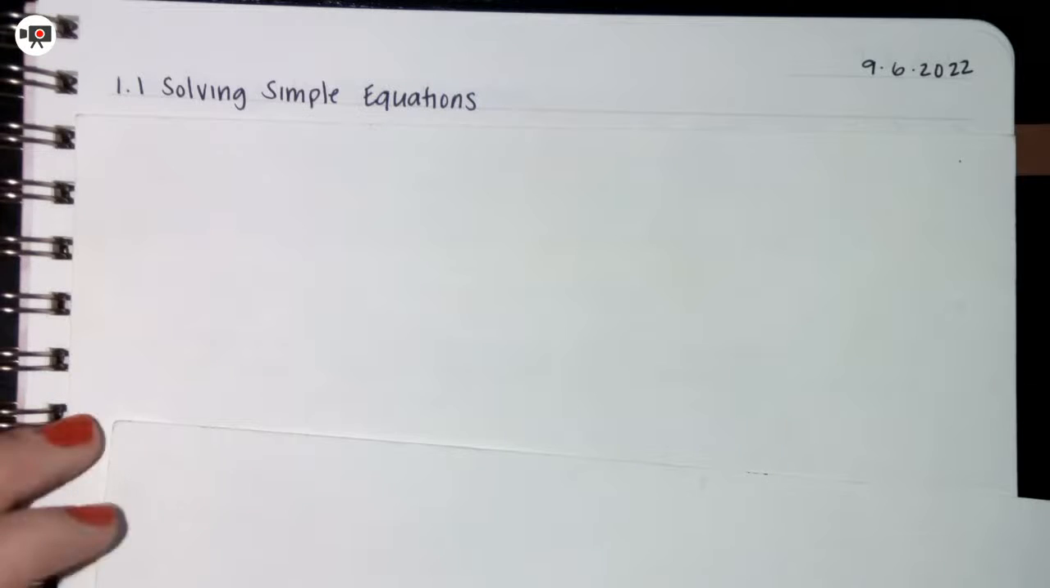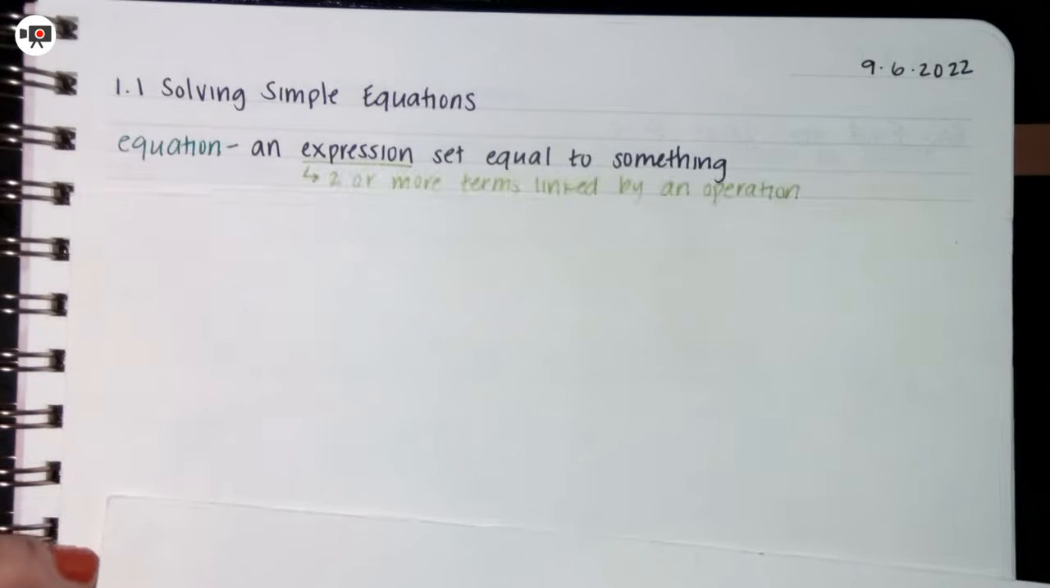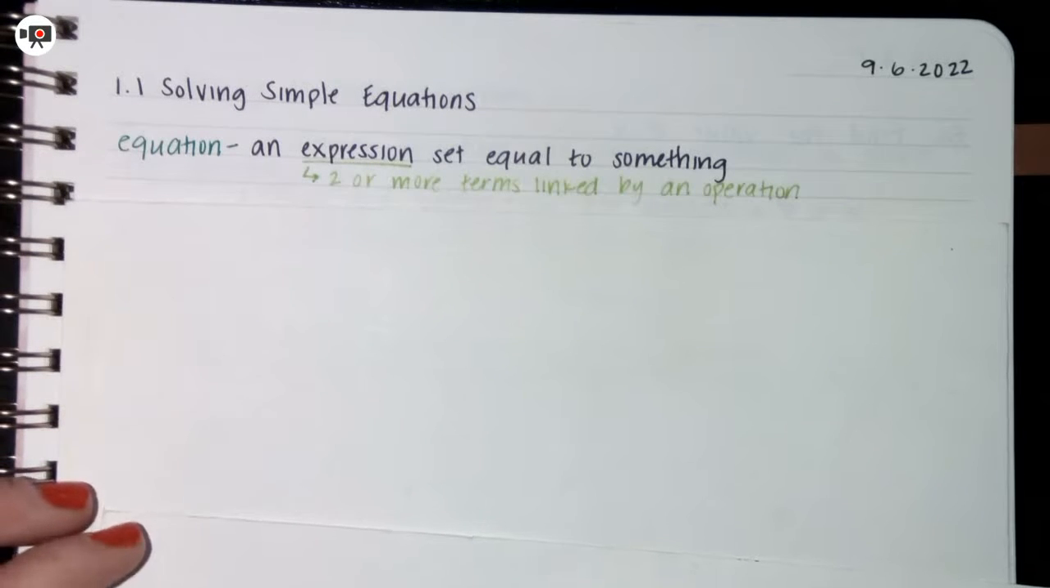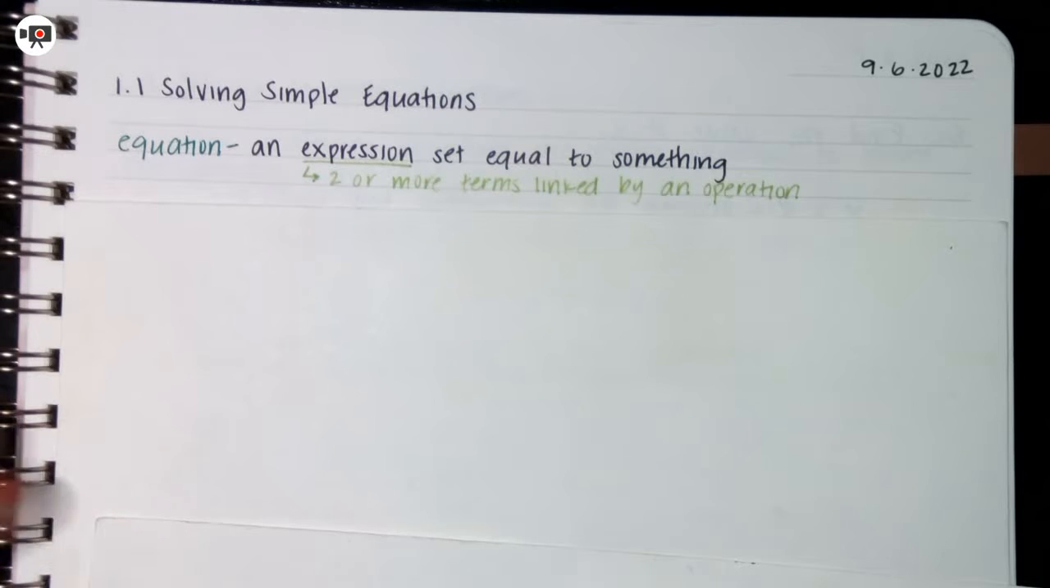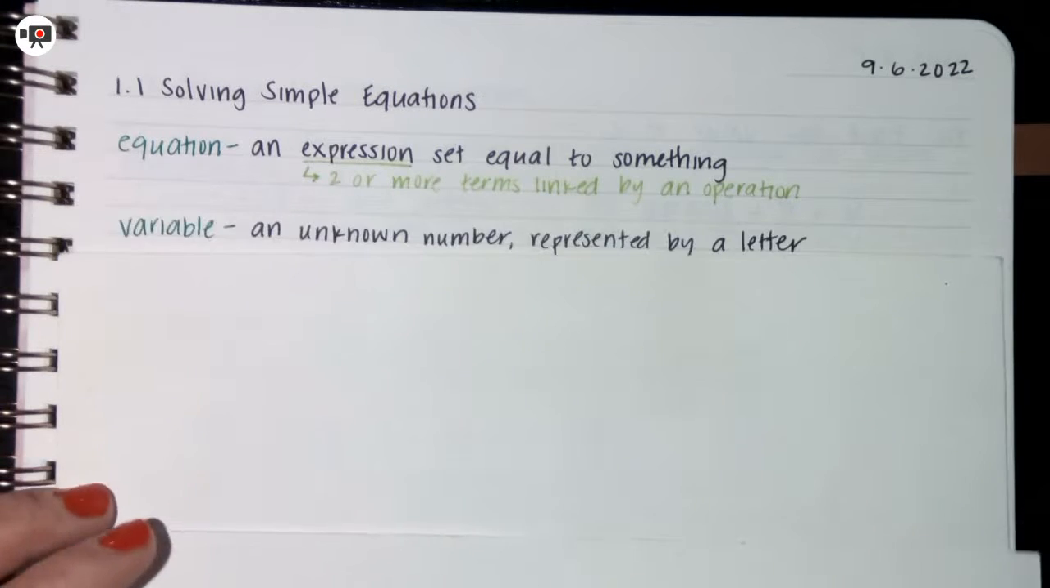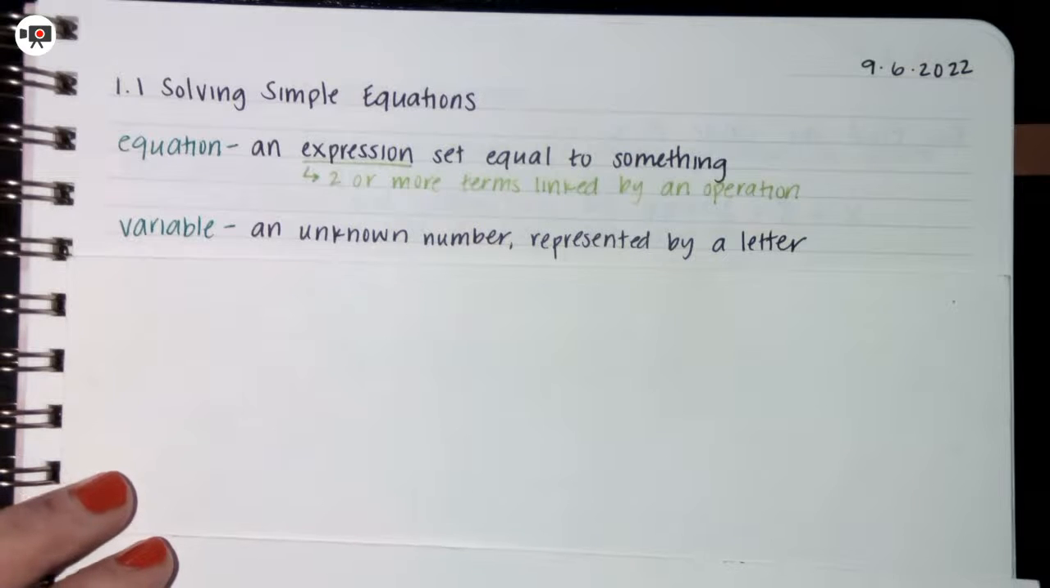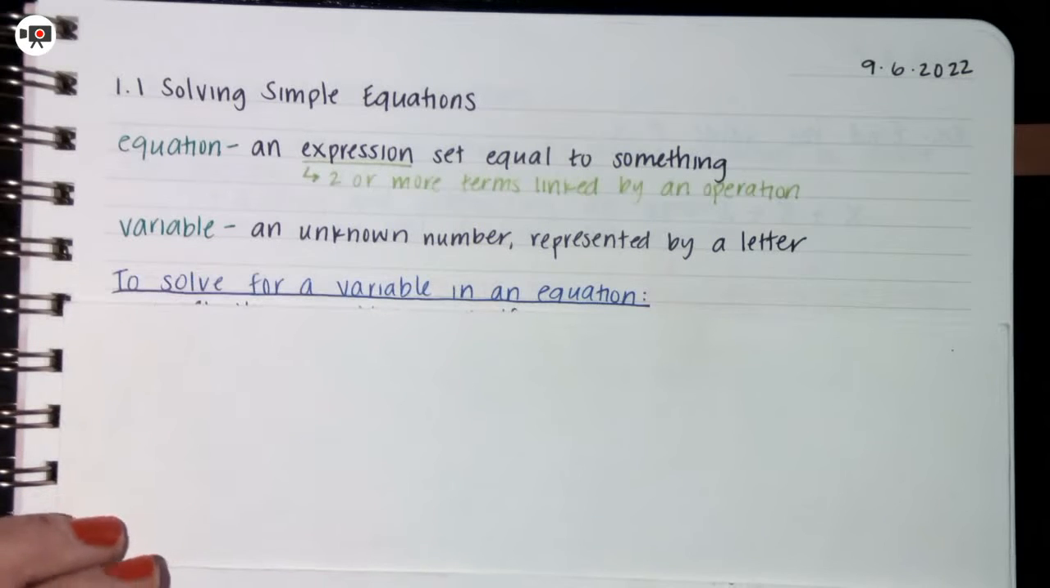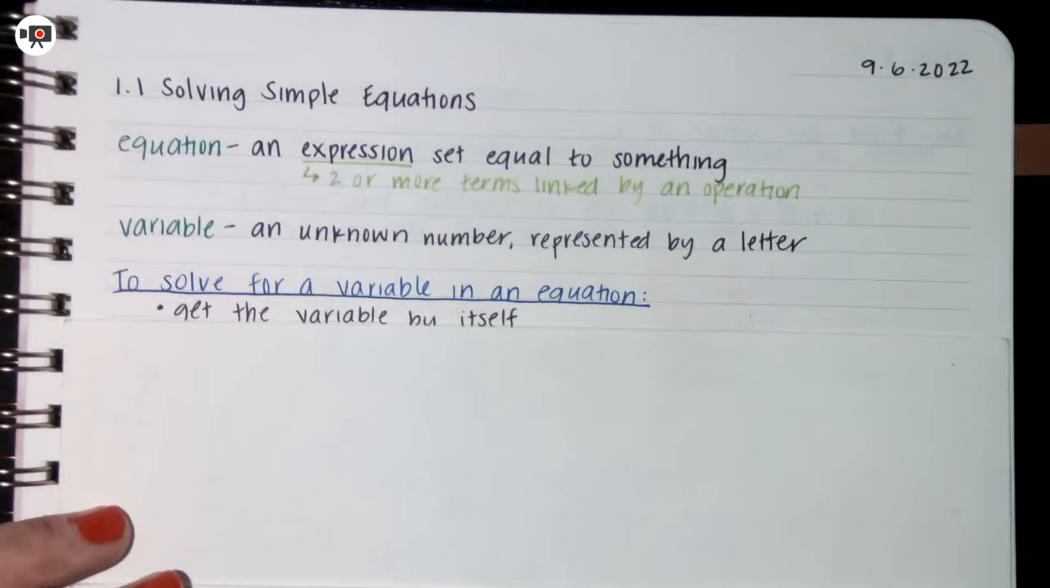This is 1.1, solving simple equations. An equation is an expression that is set equal to something. An expression is two or more terms linked by an operation. A variable is an unknown number, and we represent that with a letter. And to solve for a variable in an equation, we're going to get the variable by itself.